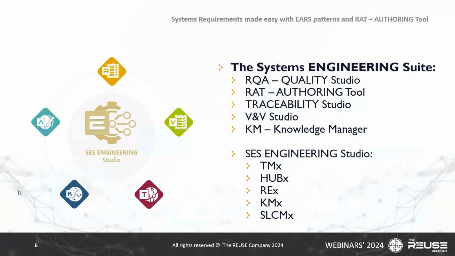Here is an overview of our tools. We are usually known in the market for our tools for requirements engineering, our QA Quality Studio to check the quality of our requirements, and RAT authoring tool, our writing assistant. Nowadays, you can also use them to improve the quality of other texts as well as models. Then we have Traceability Studio, V&V Studio, and KM Knowledge Manager. And now we're launching our newest product, SES Engineering Studio.